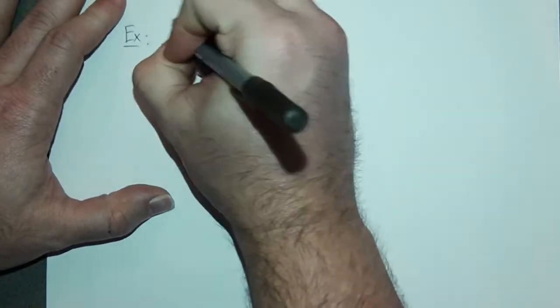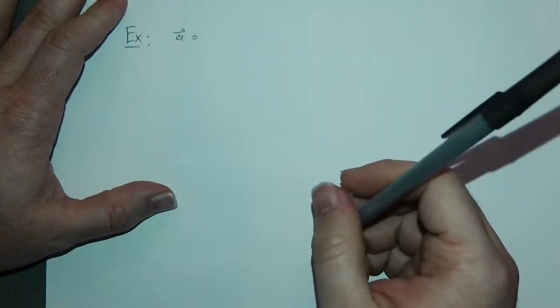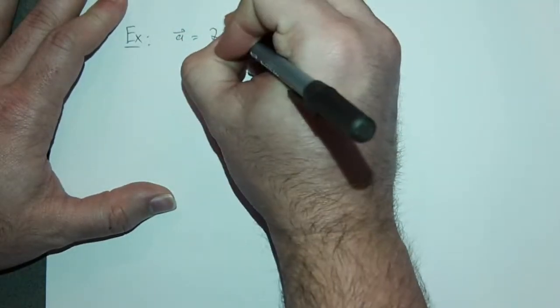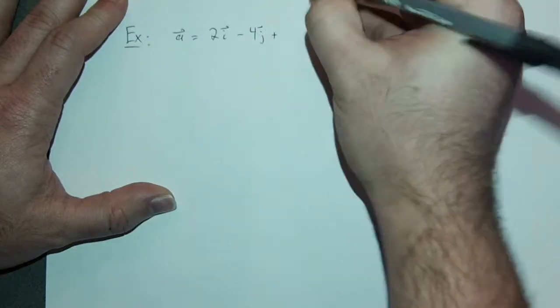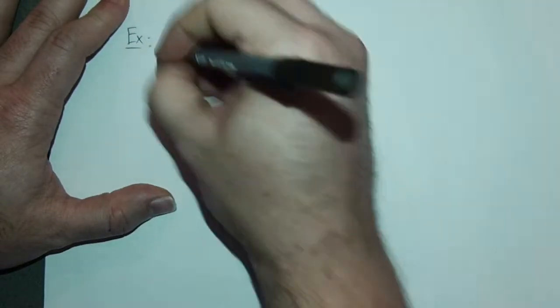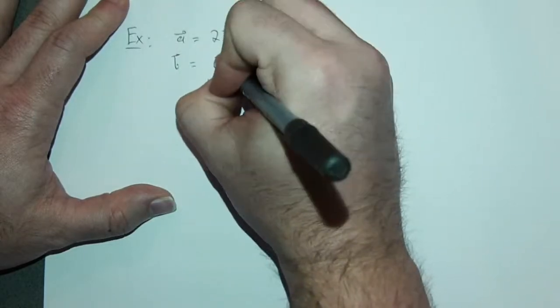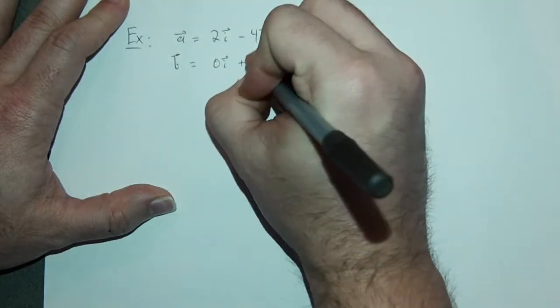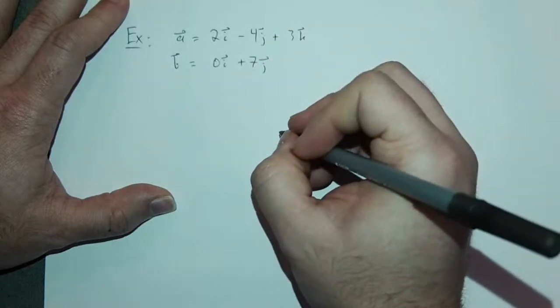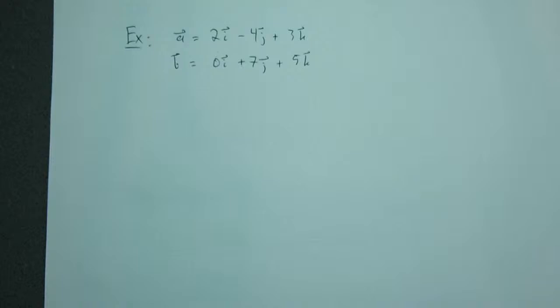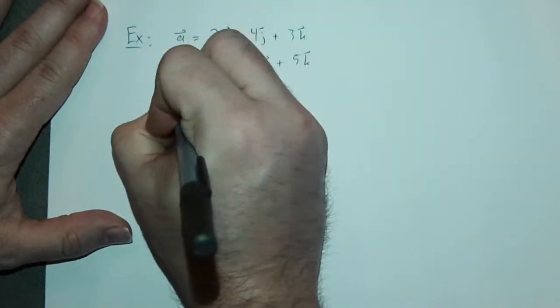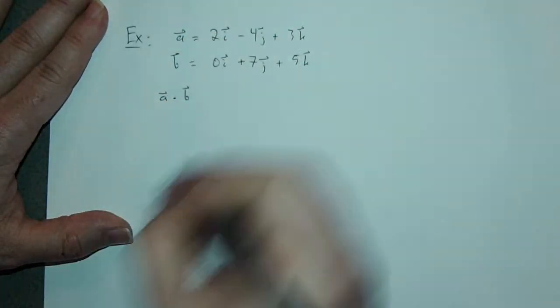Let's do an example real quick. So let's say let A be, let's use our new notation since we're just trying it out now. So let A be 2i minus 4j plus 3k, and let B be 0i plus 7j, we'll say plus 5k. Okay, and so what is A dotted with B?